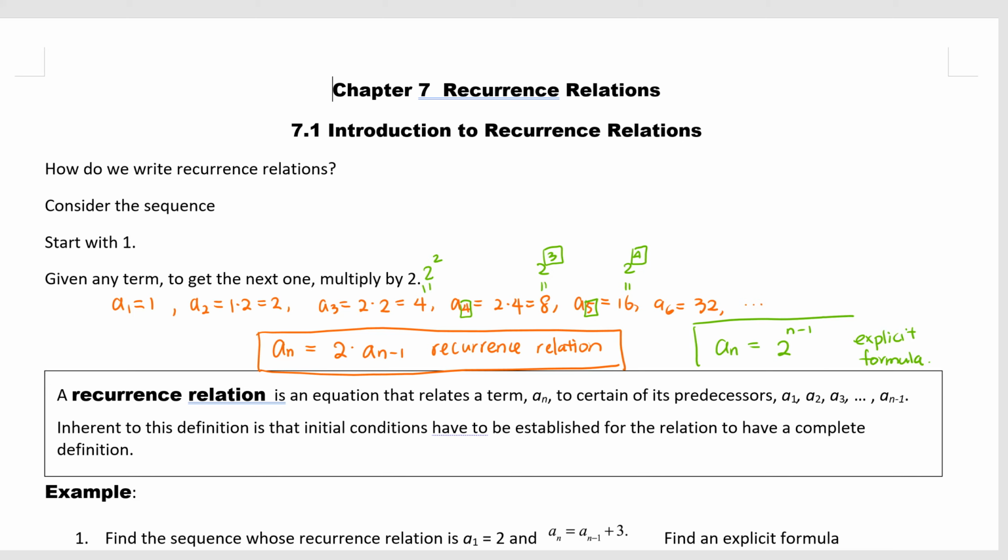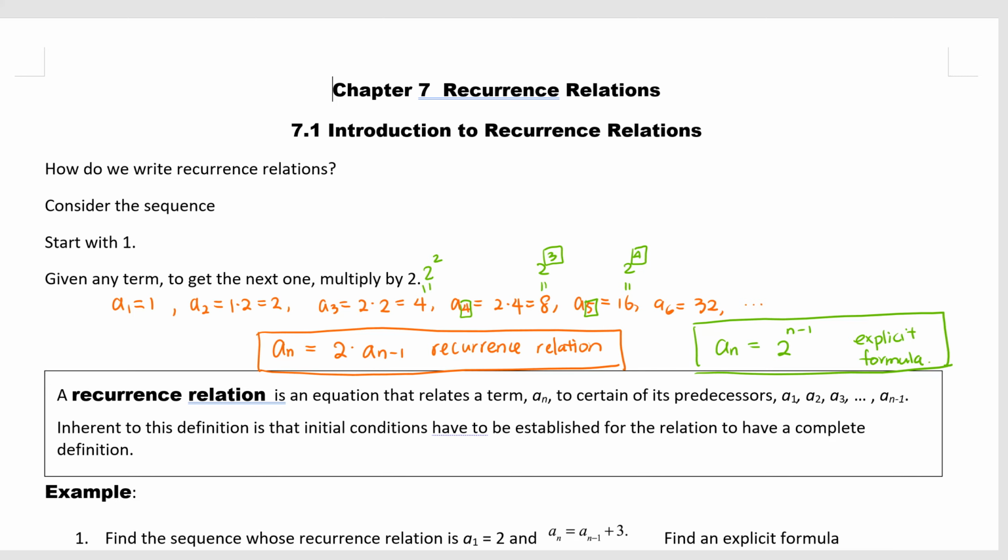Okay, so recurrence relations and explicit formulas are two important concepts about sequences. I can give you a recurrence relation and ask you to find an explicit formula, or I can give you an explicit formula and ask you to find a recurrence relation.